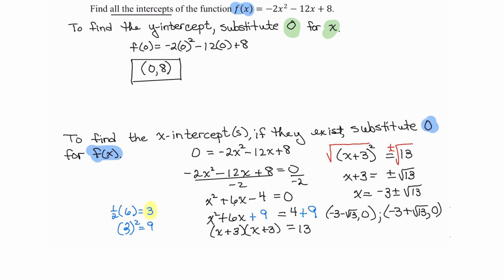So remember that negative 3 plus or minus the square root of 13 is your x coordinate, and we got that from putting 0 in for our f of x, or our y coordinate. And we want to make sure that we show that when we report the intercepts. So there's an example of how to find all the intercepts of a quadratic function.